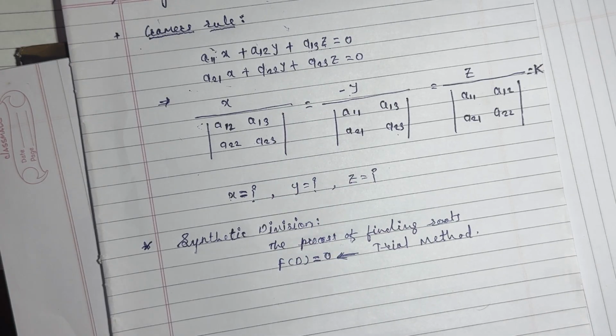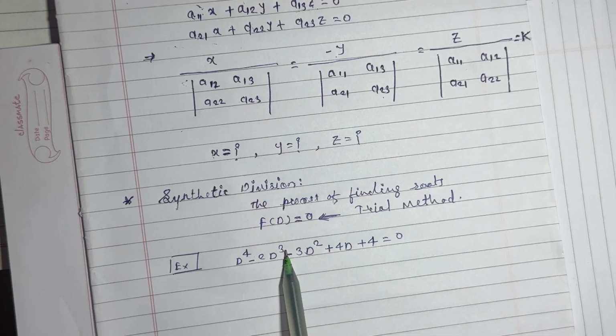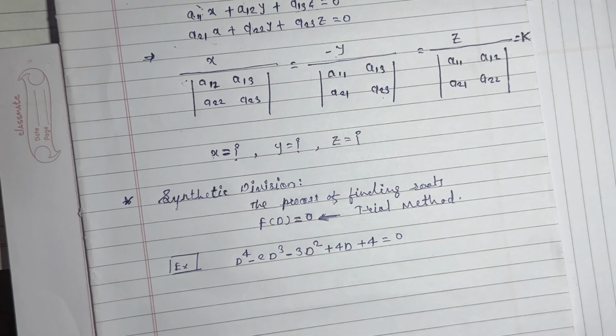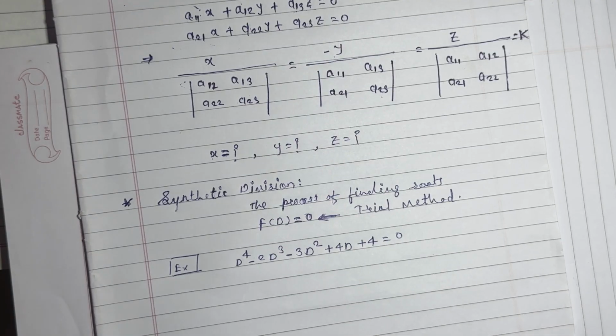For example, consider d raised to 4 minus 2d cube minus 3d square plus 4d plus 4 equal to 0. Now guys, you can see that we have power 4, which means you will get 4 solutions for this equation. But finding the solution directly is quite difficult. You cannot easily define the solution for these equations, so you have to apply synthetic division in order to get the solution.